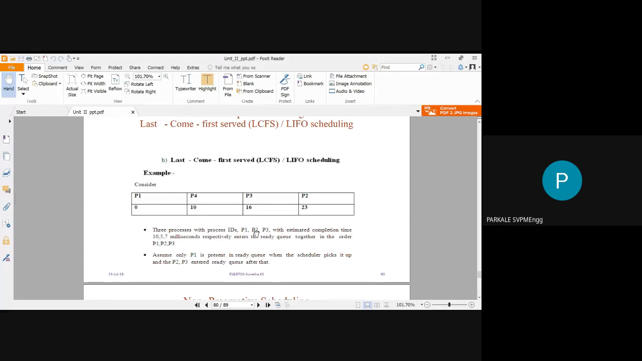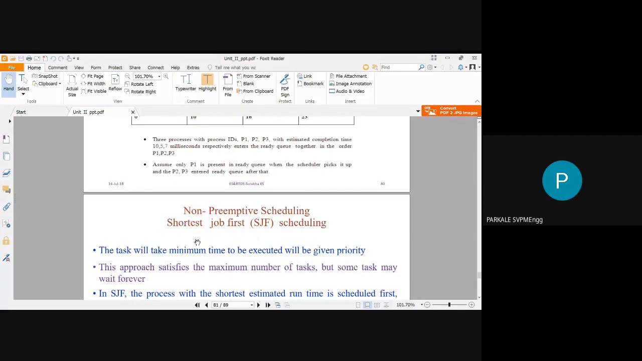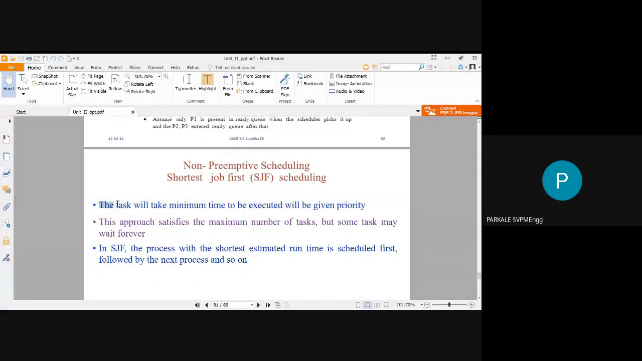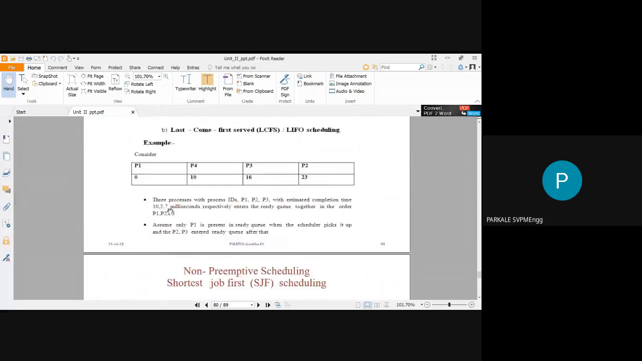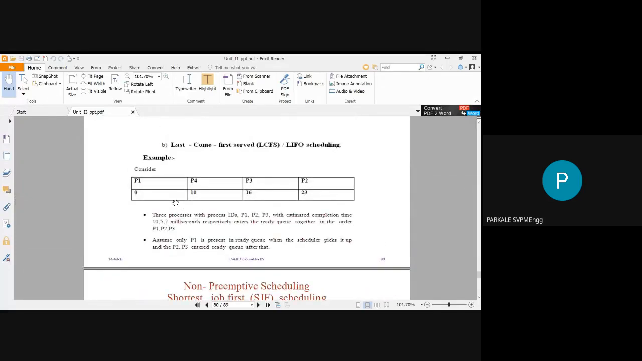Now what is done in the shortest job first scheduling algorithm? The task that has the minimum time to be executed will be given the priority. I have 4 tasks. Out of these 4 tasks, which task is selected by the CPU? If you use shortest job first scheduling, the CPU will select the task or process which requires the minimum execution time. So can anybody tell me, out of these 4 tasks, which task or process requires the minimum execution time? Anybody?